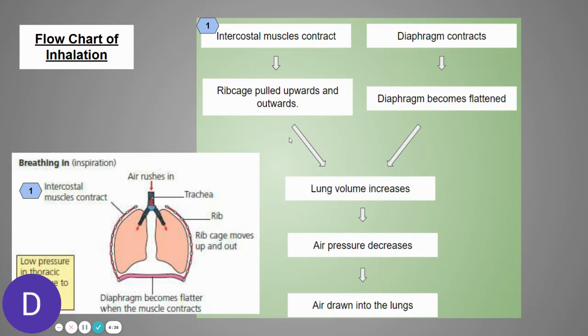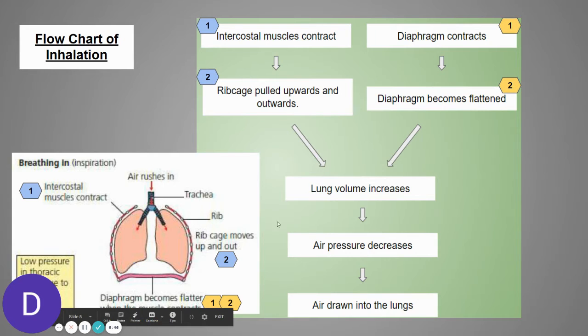So what we can do is we can number this part here taking place on here. Look, there's the intercostal muscles contracting, then the rib cage is pulled upwards and outwards. That's the second thing that happens. At the same time, I've got the diaphragm here becoming flatter as a result of contracting. Okay, I've changed the colour. I've called them 1 and 2.